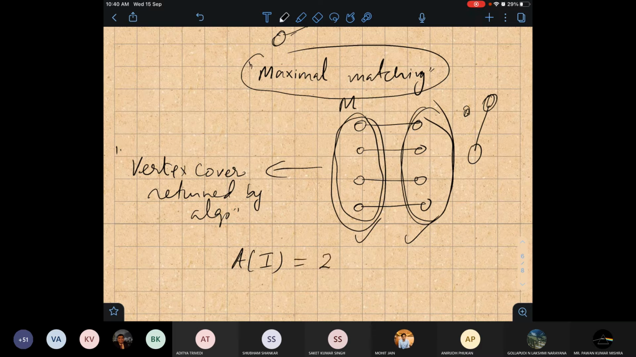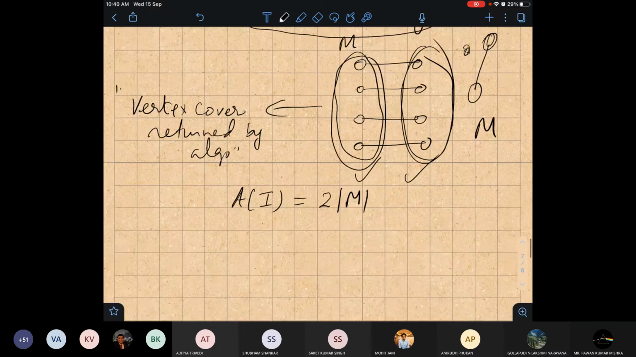Our algorithm is giving me, suppose, this maximal matching, I'm saying M. So I'm taking all the nodes, so there are 2 times M nodes. I'm saying this is a vertex cover. But till now we have not compared it with the optimal solution, so we cannot ensure the factor.